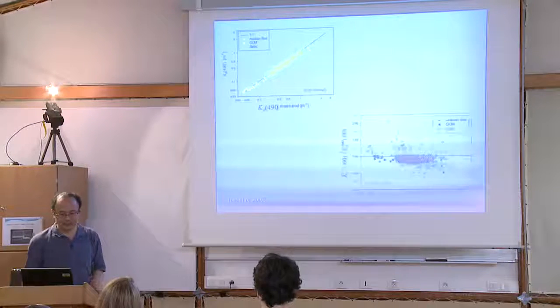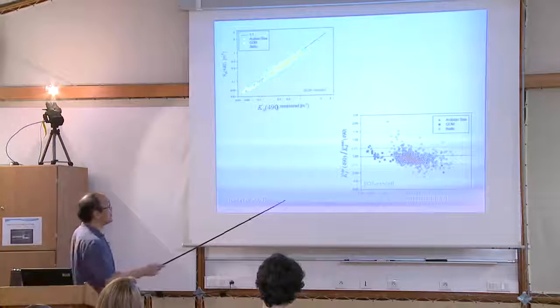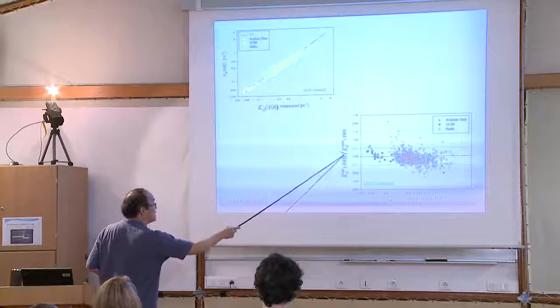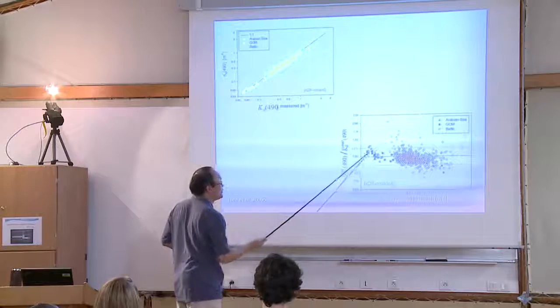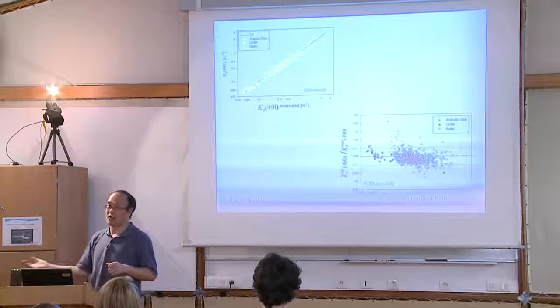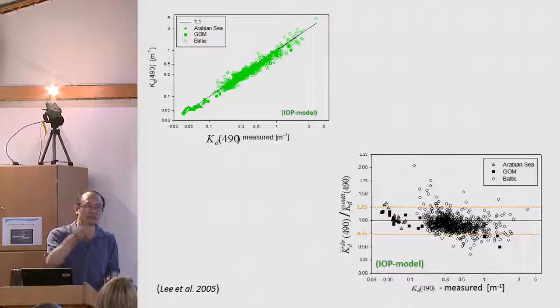Okay, here's another way to look at it: the ratio of the derived KD 490 to the measured KD 490. You can see for this wide range of waters, most of them are within 25%, without any tuning to some data sets.